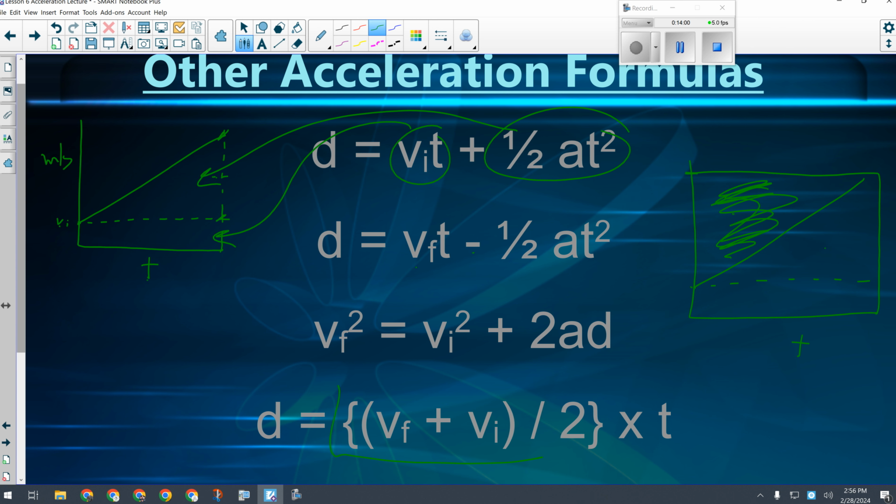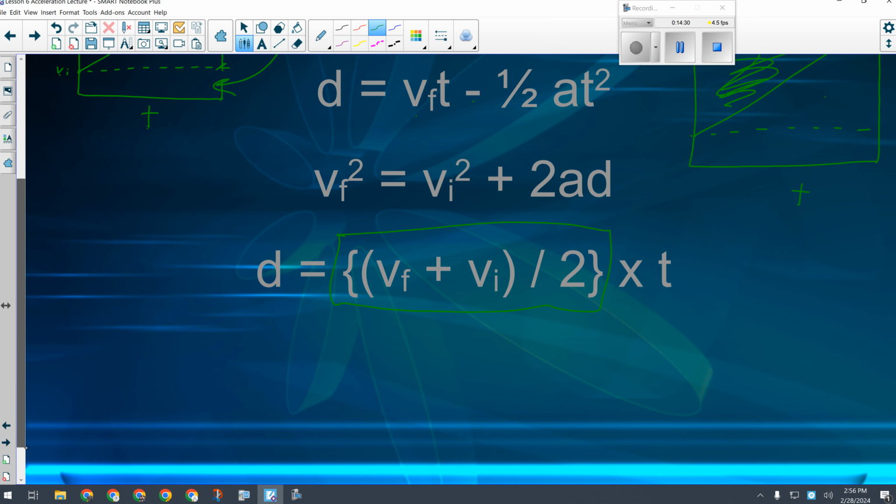What do you suppose that calculates? The VI plus VF divided by 2. Average velocity. Yep. Isn't that how you calculate the averages of most things? You add the things together and divide by the number of things you added. So when I add the final velocity and the initial velocity and then divide by 2, I'm calculating average velocity. So all this formula is really doing is this.